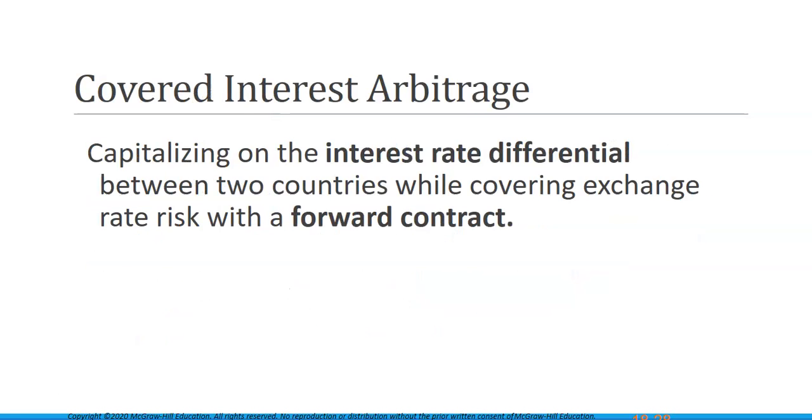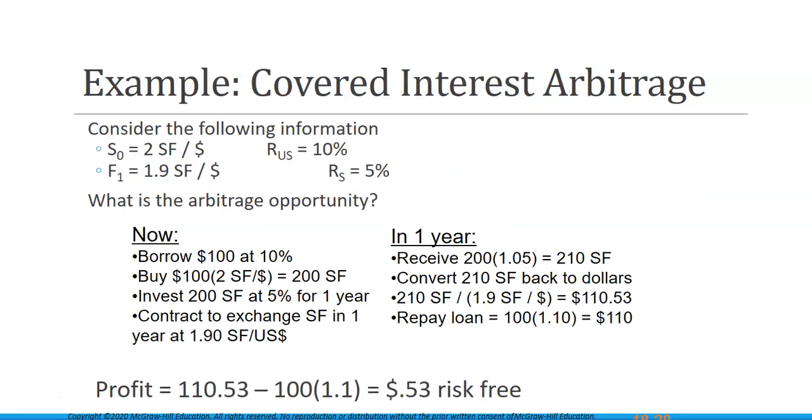So capitalizing on the interest rate differential between two countries while covering exchange rate risk with a forward contract is called covered interest arbitrage. So we saw an example of triangle arbitrage where we just took advantage of the current spot rate between two countries. What we're looking at now is using a forward contract to do that arbitrage. So covered interest arbitrage. So we're going to look at this example.